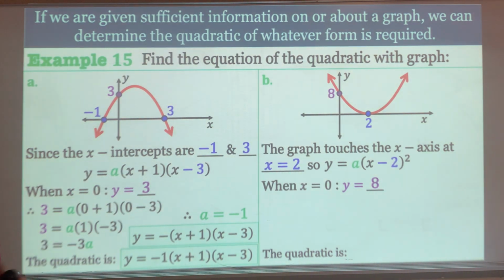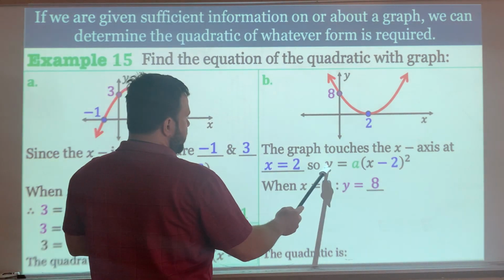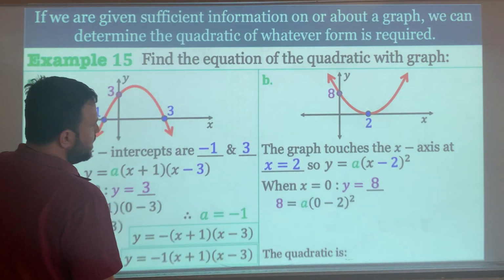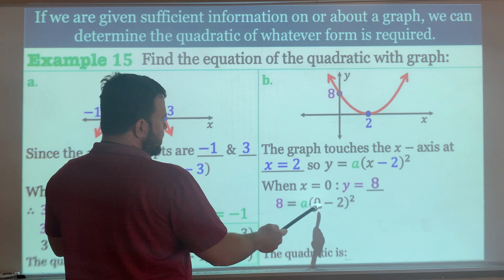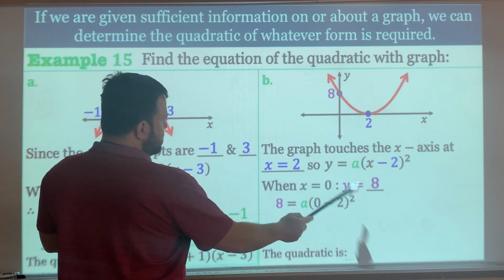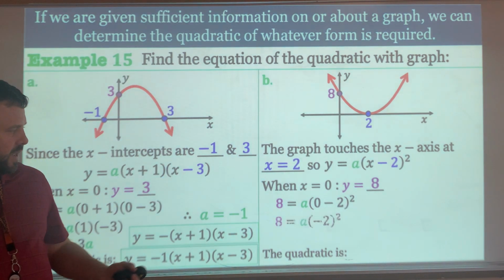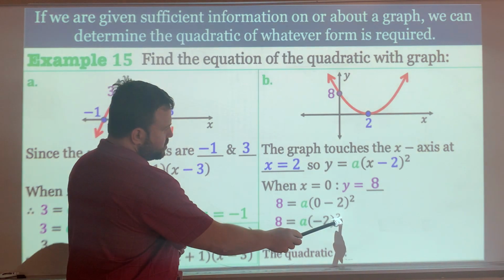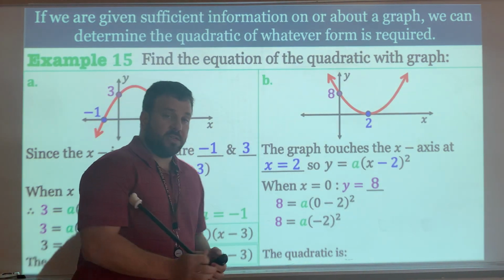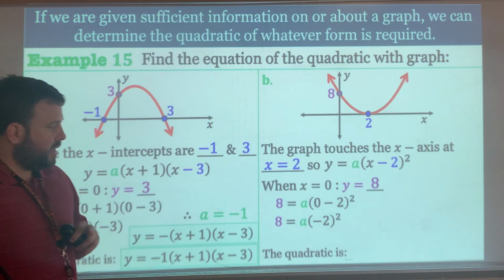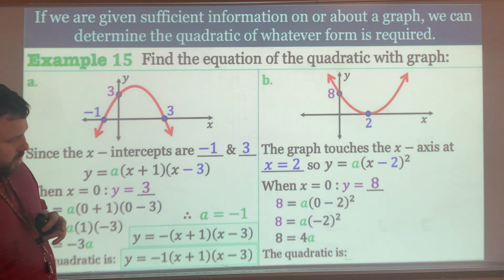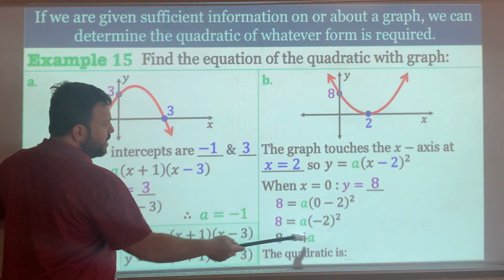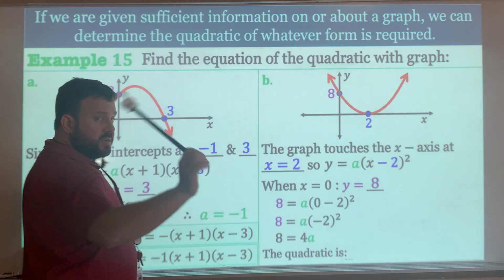All right? Should have plugged that in. You plug in the 8 for the y and the 0 for the x. You get 8 equals a times 0 minus 2 squared. 0 minus 2 is negative 2. So 8 equals a times negative 2 squared. Negative 2 squared is 4. 8 equals 4a. So I'm going to divide both sides here by 4. And a equals 8 divided by 4 is 2.